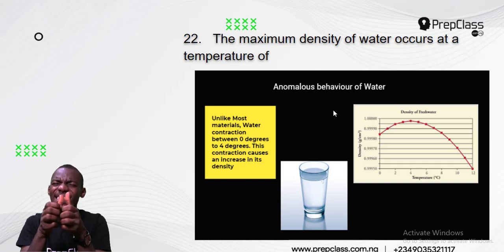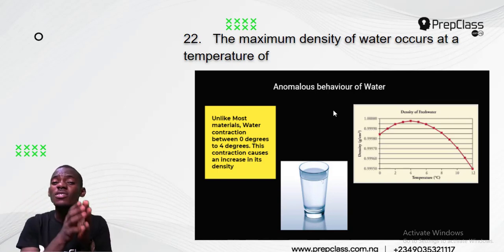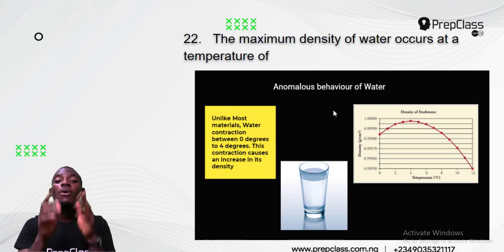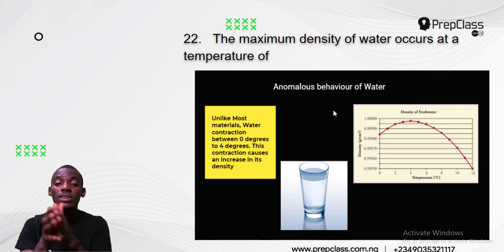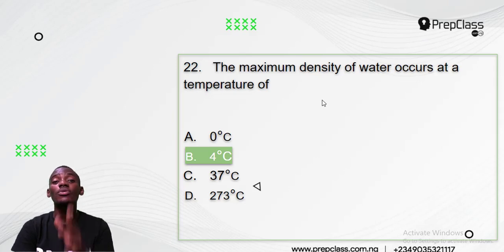Then from 4 degrees, it begins to behave like every other thing. It begins to expand normally. But between 0 and 4, water behaves anomalously, and that's called the anomalous expansion of water. It is simply saying that water contracts between 0 and 4 degrees Celsius, and when it is contracting, it gets denser. So the maximum density of water is achieved at 4 degrees Celsius, and that is the simple answer to the simple question.